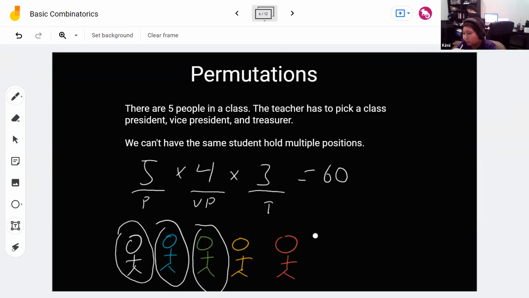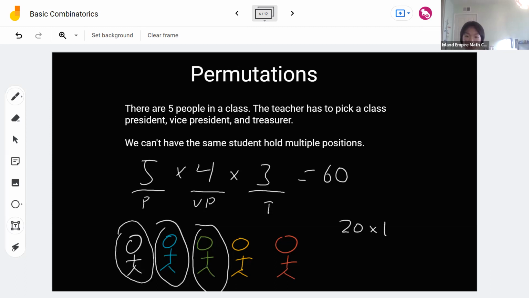Why don't we try it with 20 people? So how do we do this with 20 people? 20, 19, 18, right? So if there were 20 people here instead of 5 people, then for the first one we have 20 people to choose from, and then 19, and then 18.